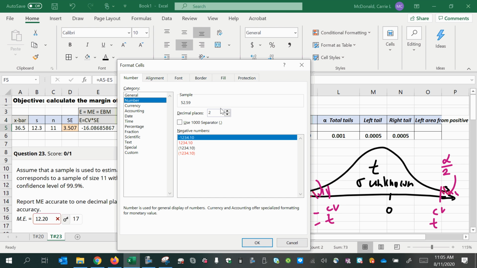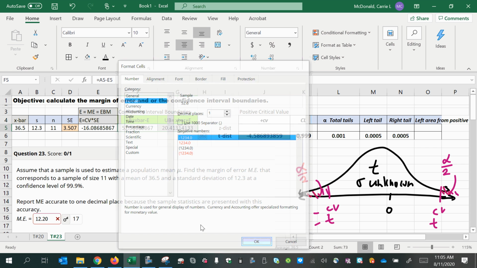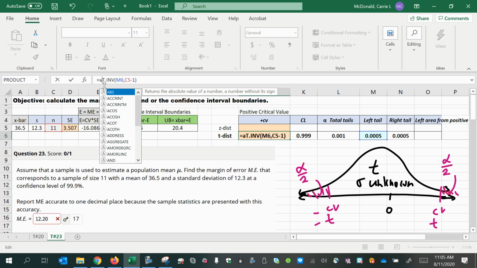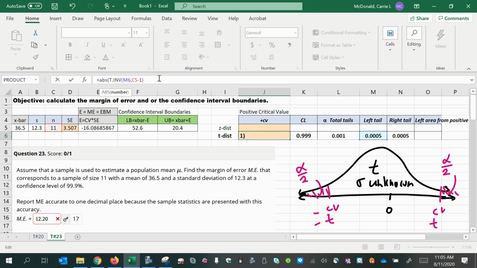We're rounding this to one decimal place to match the sample statistics given in the problem. All right, so you can see that doesn't make sense. This has to be positive. So you can either put an absolute value on that, or what I do is if I need a critical value that's positive, I put an absolute value around the t inverse function. That way it's always positive.